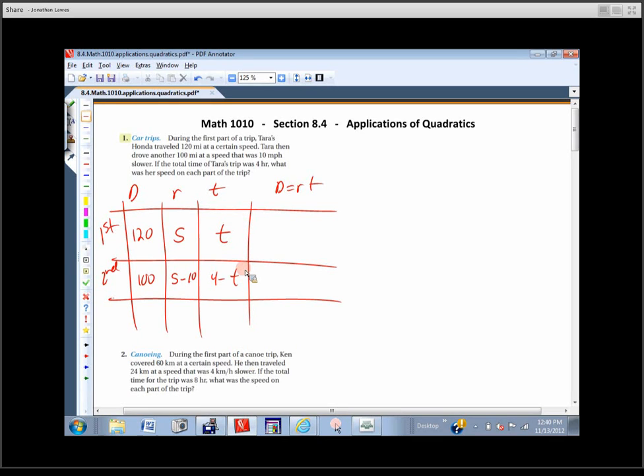I'm going to finish that problem this way, then I'm going to show you a different way to do it. Once we get these 3 boxes filled out, this is distance, this is rate, this is time, I write equations. 120 equals S times T. 100 equals S minus 10 times 4 minus T.